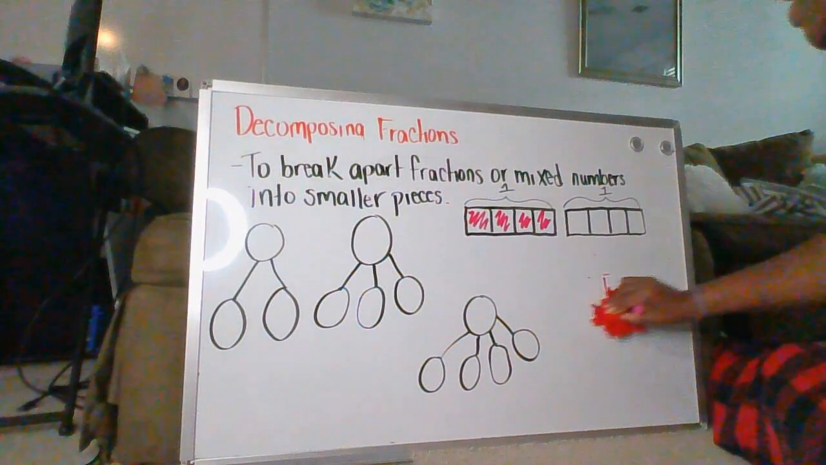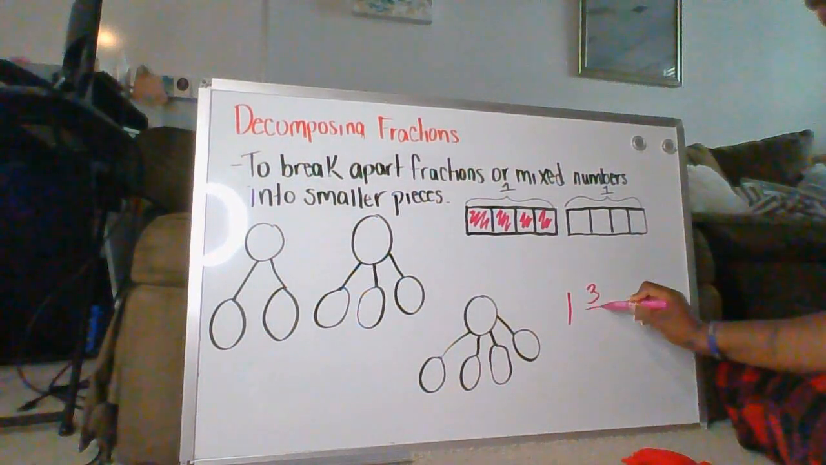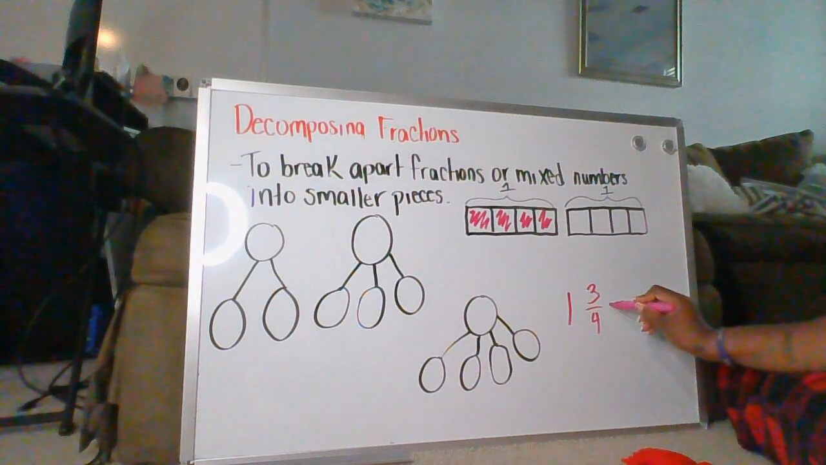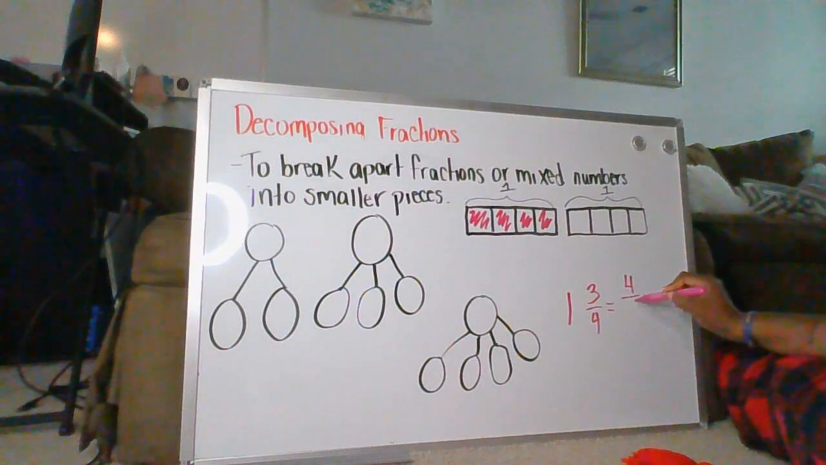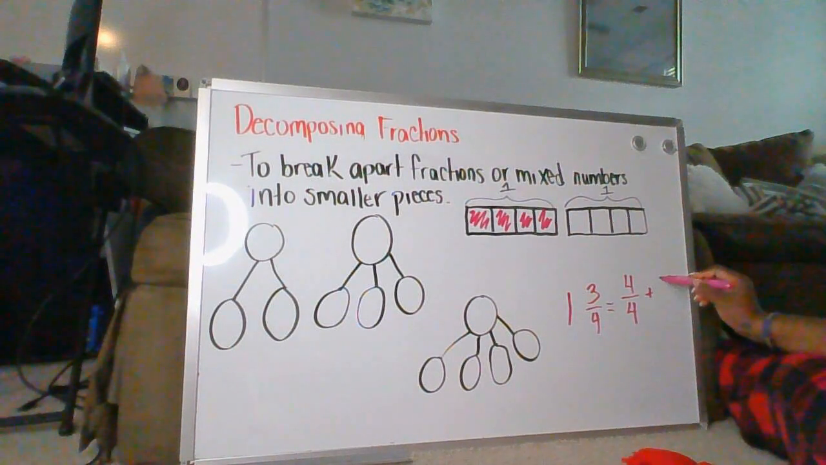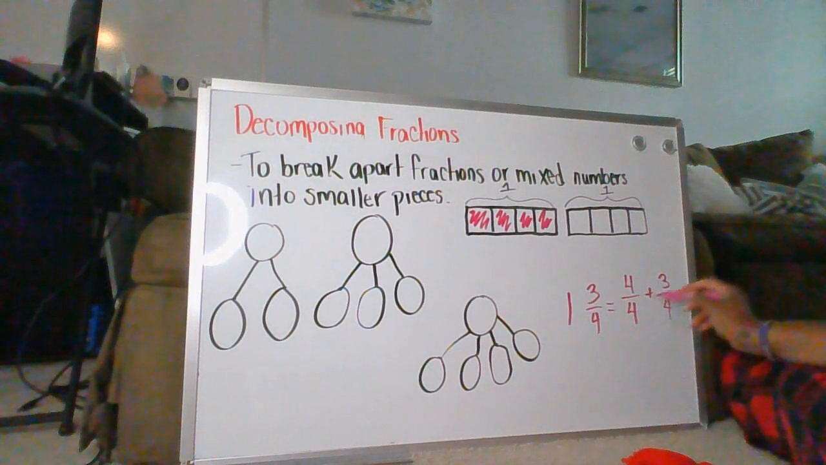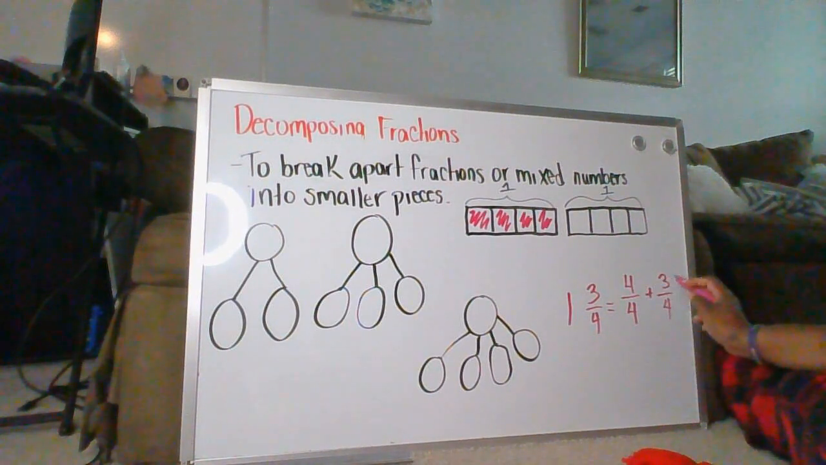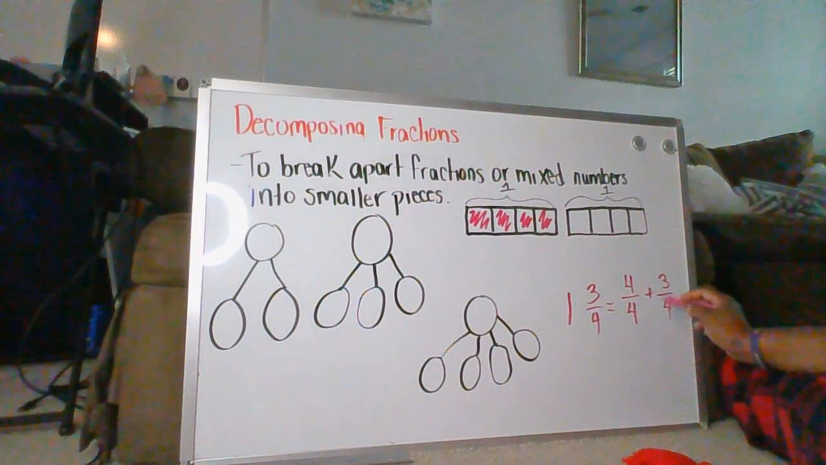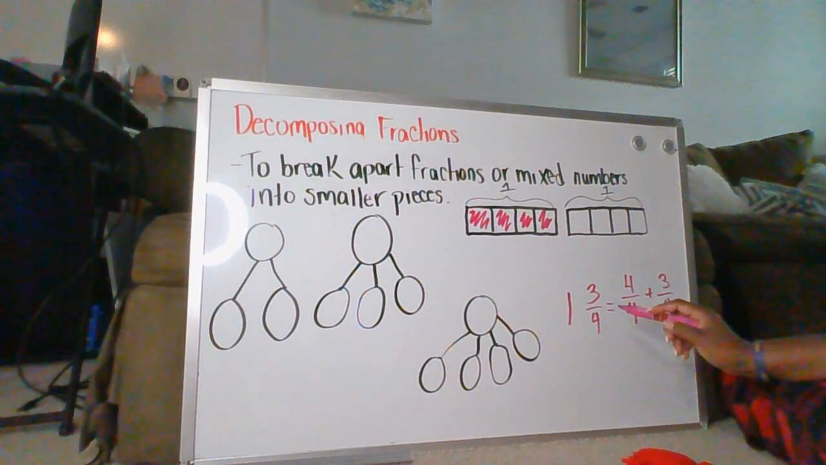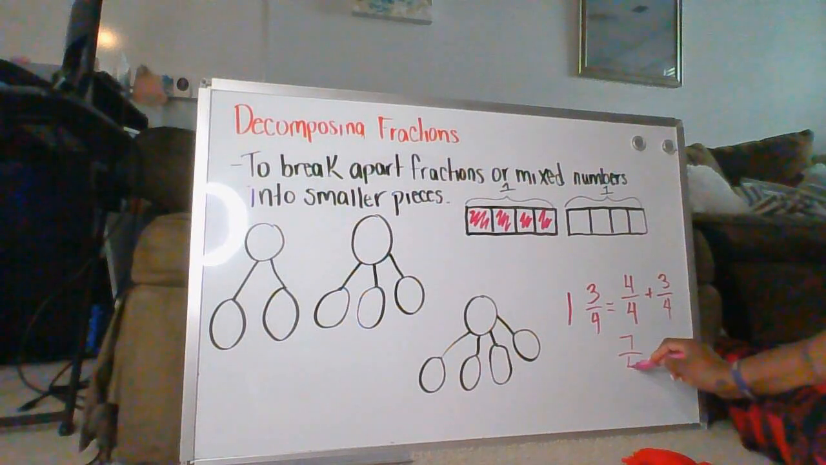So we could take 1 3/4 and say that it is equal to 4/4 plus 3/4. Because the denominators are the same, and we're adding, we can go ahead and just add these regularly. So this is equal to 7/4.